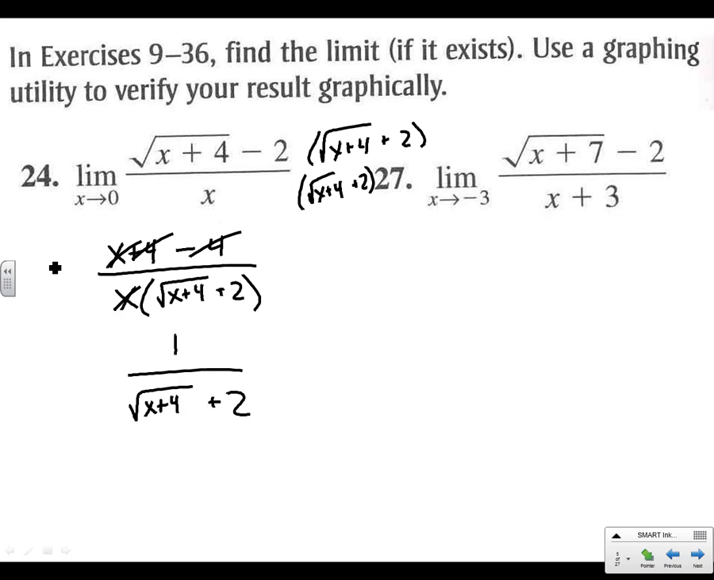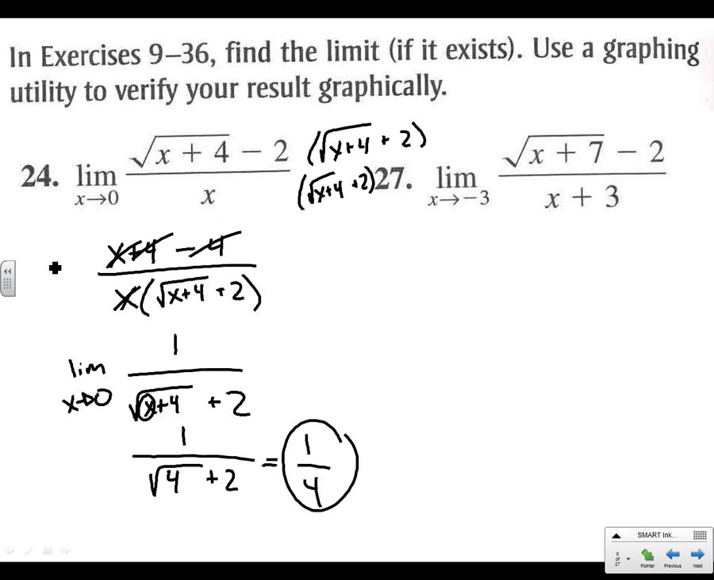And normally we'd have to clean that up, but really we only care about getting to the point where we can plug in 0 to our denominator. So if I plug in 0 here for x, I'm going to have 1 over the square root of 4, which is 2, plus 2 more gives me 1/4. Okay? And we do need to verify this graphically, so let's plug it into the calculator, make sure it works.